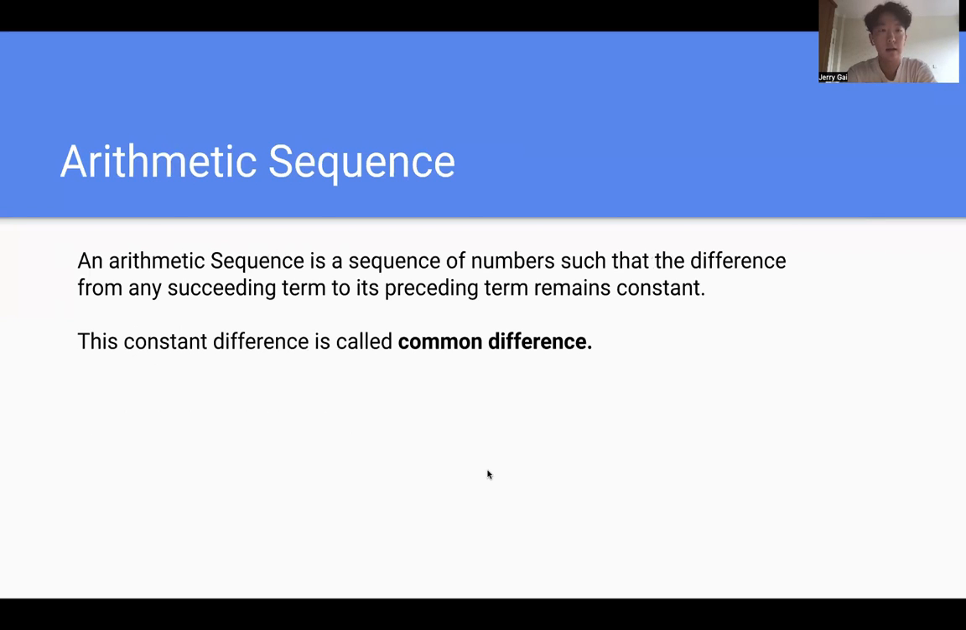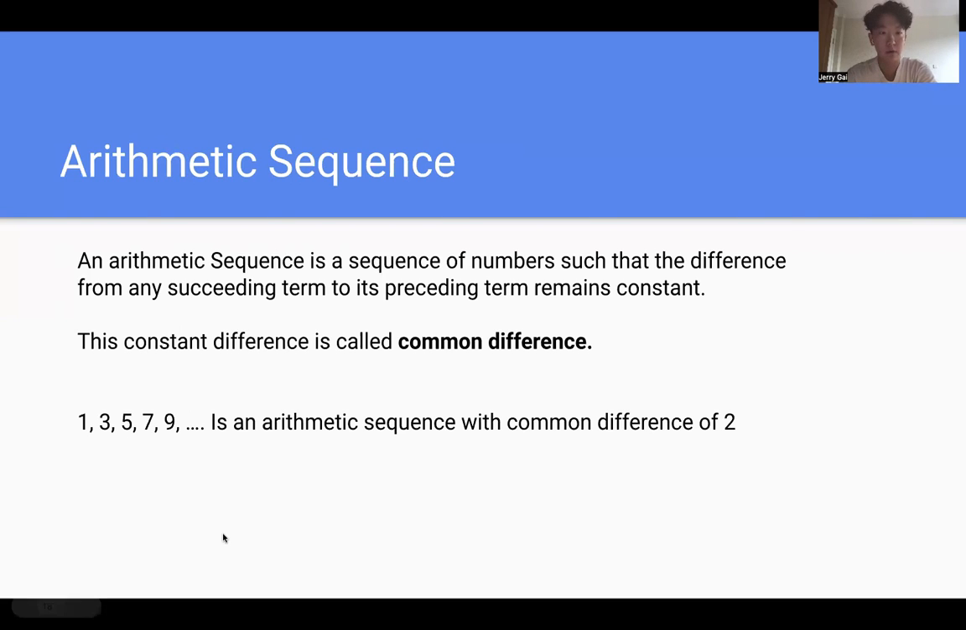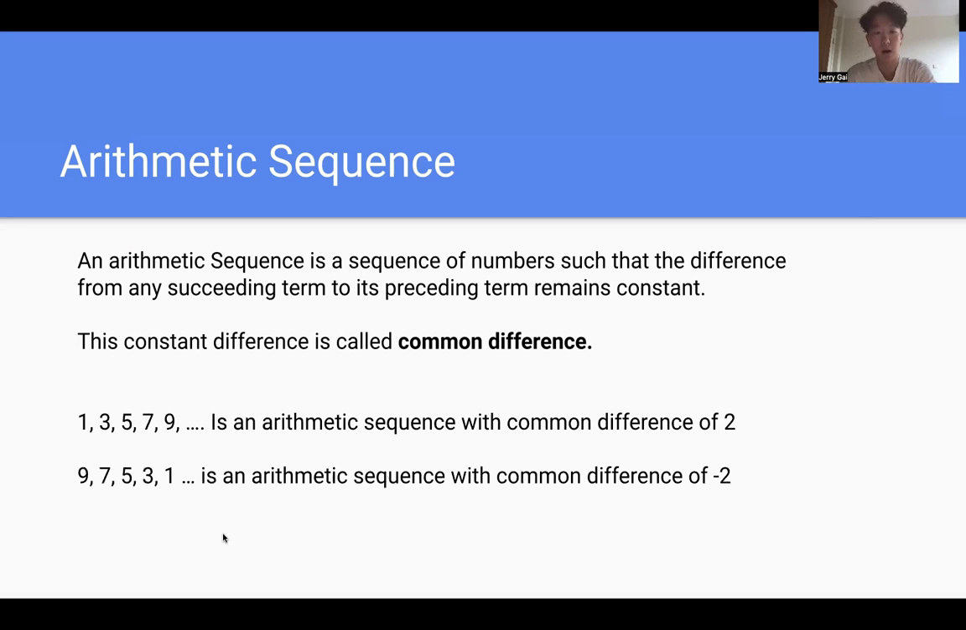Next one is a very important concept, which is arithmetic sequence. An arithmetic sequence is a sequence of numbers such that the difference from any succeeding term to its preceding term remains constant, and this constant is called common difference. For example, if you have 1, 3, 5, 7, 9, then this is an arithmetic sequence with common difference of 2.